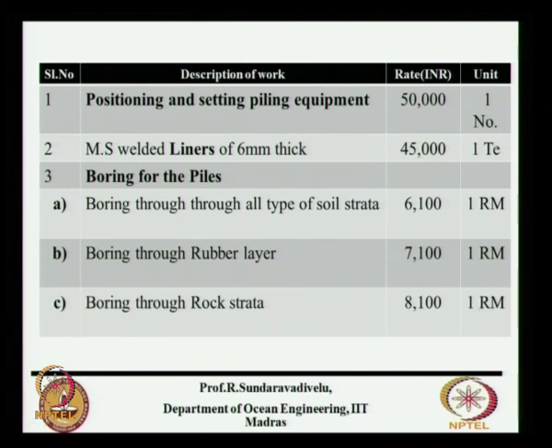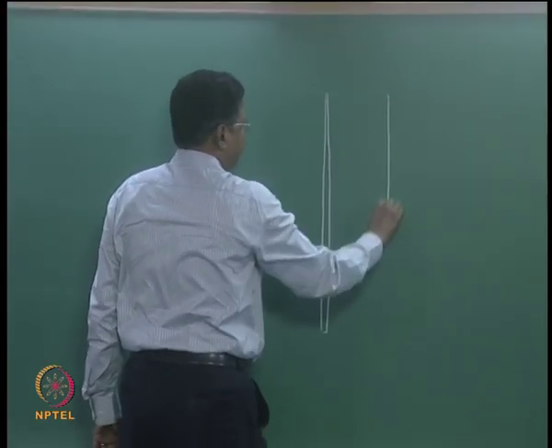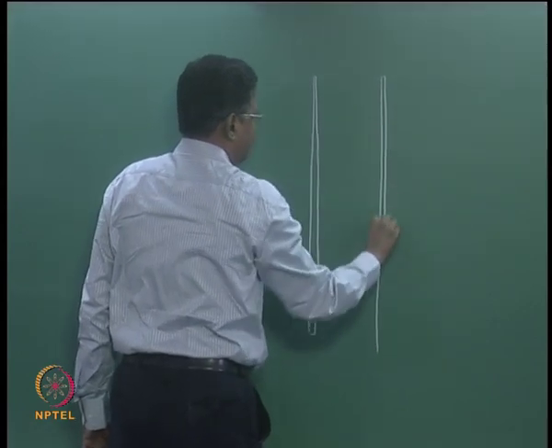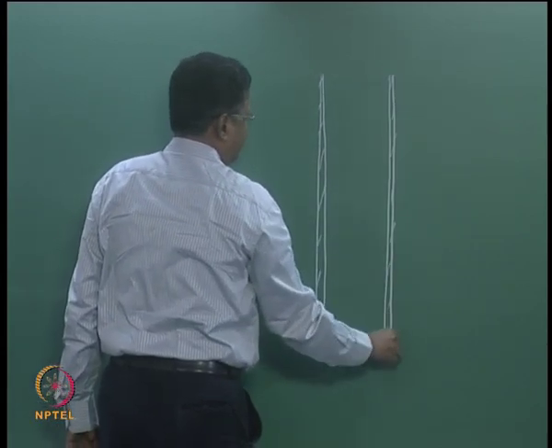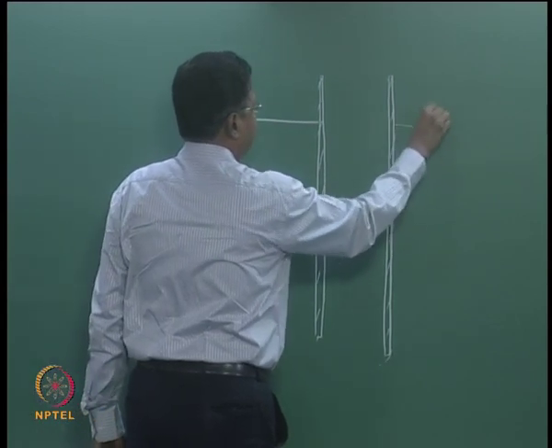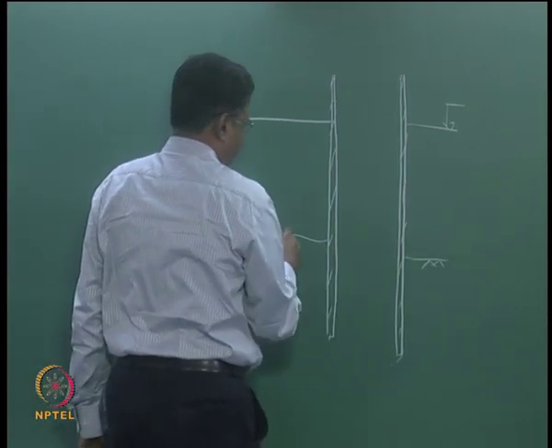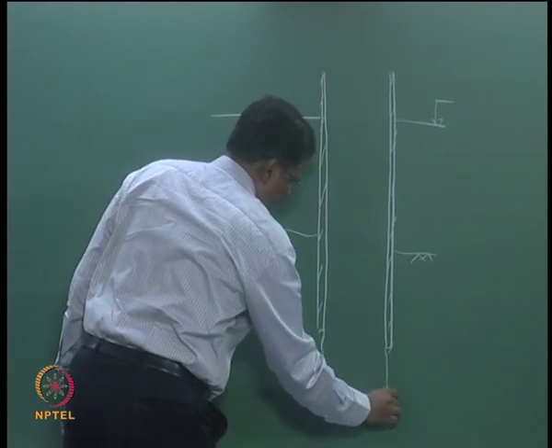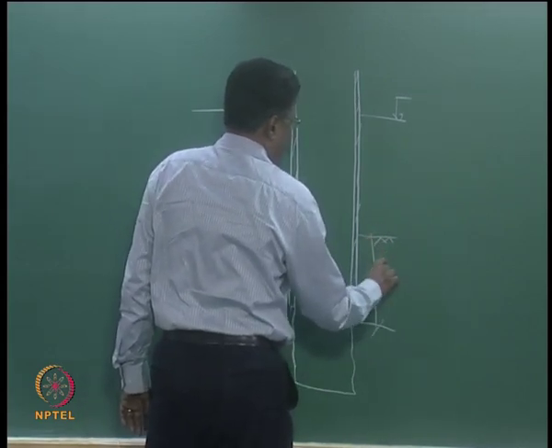So this is for a particular diameter of the pile. So it may vary depending on the diameter of the pile and type of soil strata. So this is the liner what you are pitching. So this is your water level, this is your bed level. Then we take it through the hard strata. This depth is typically 5 to 10 meter.